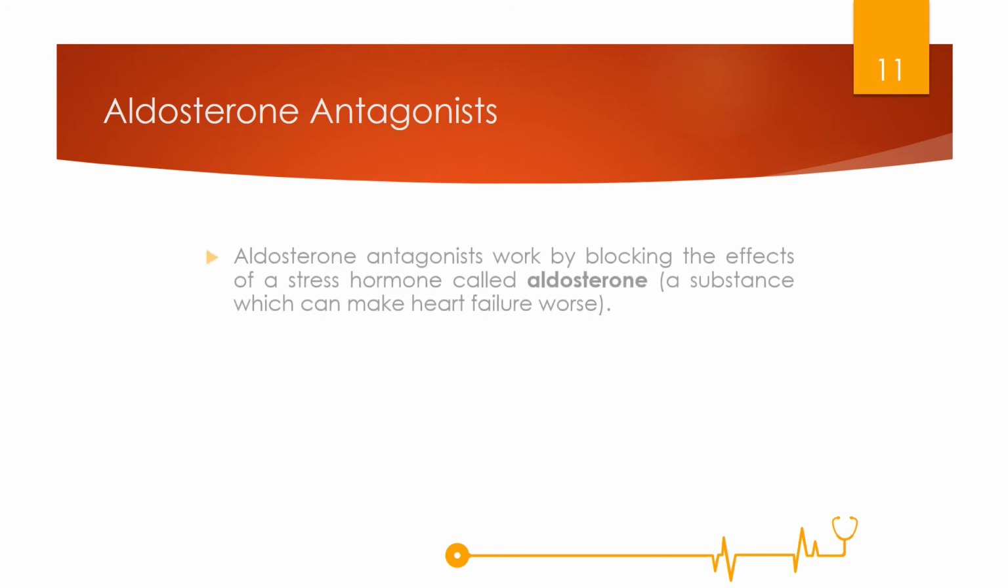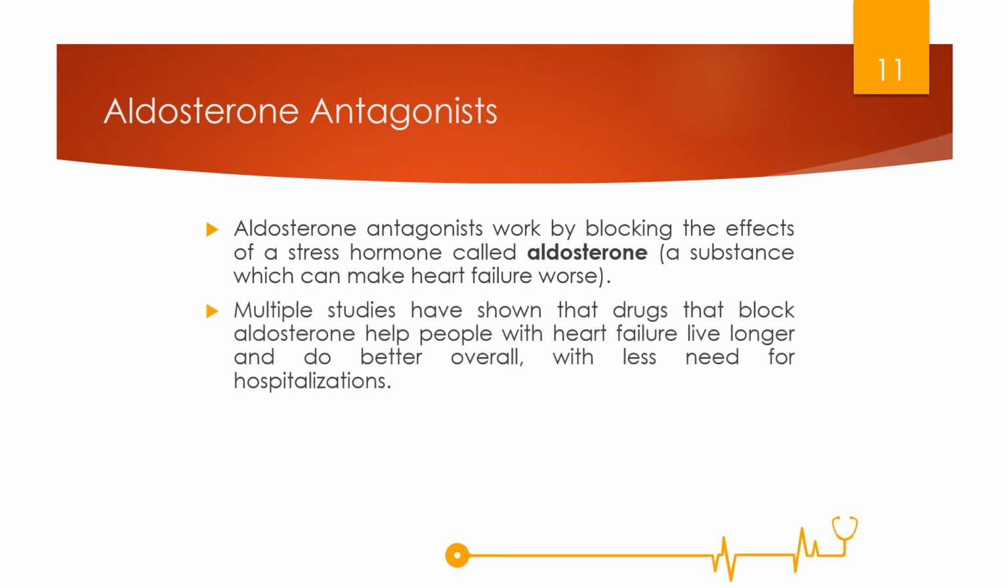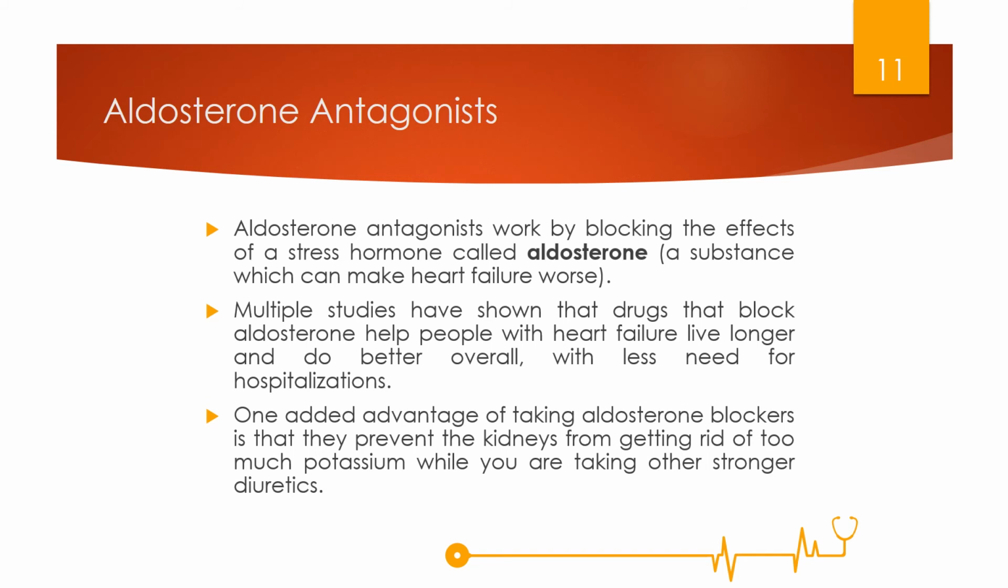Aldosterone antagonists. Aldosterone antagonists work by blocking the effects of a stress hormone called aldosterone, a substance which can make heart failure worsen. Multiple studies have shown that drugs that block aldosterone have helped people with heart failure live longer and do better overall with less need for hospitalizations. One added advantage of taking aldosterone blockers is that they prevent the kidneys from getting rid of too much potassium while you are taking other stronger diuretics.